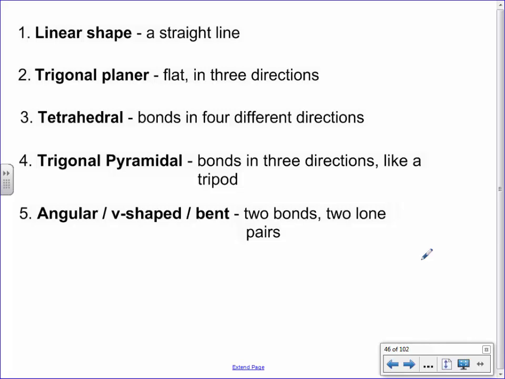Something like this would also be linear. Can you guys see how it's just flat across? Just a straight line. That's linear. Trigonal planar would be something like this.